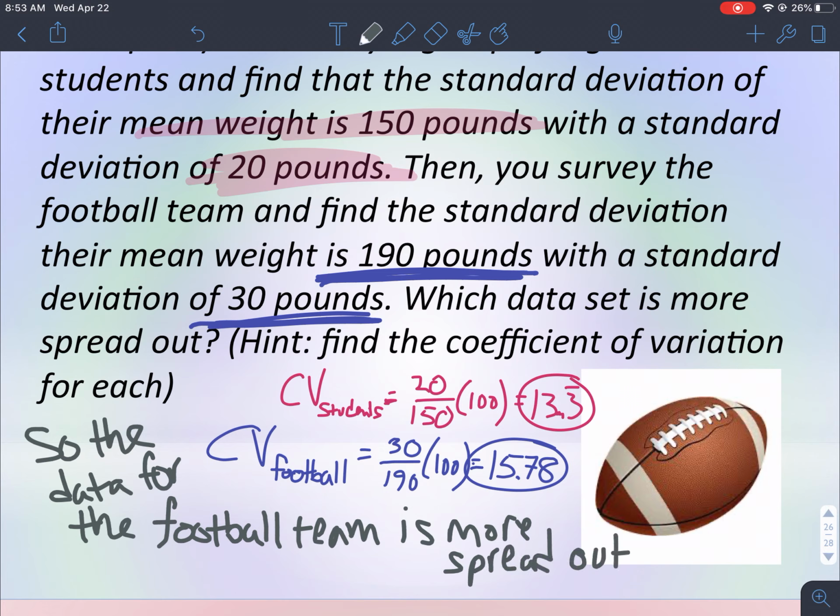You might have players on the football team that are really skinny, like wide receivers. They have to be fast and skinny. And then you might have players that need to be really hefty, and they like to eat, and they're linemen. So there's a lot of variance in the weight of football players.